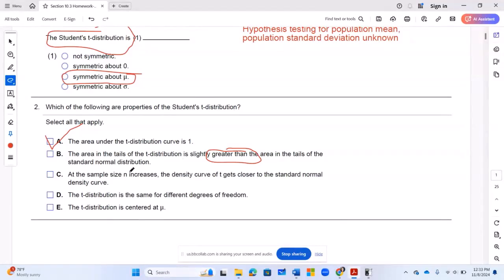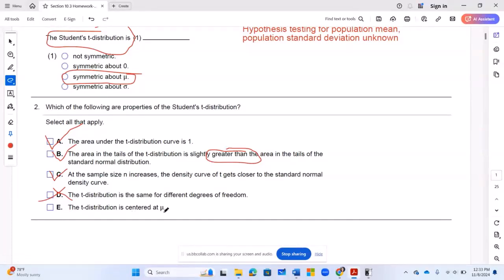All right, C, at the same sample size, as n increases, the density curve of t gets closer to the standard normal, correct. So A, B, C so far are correct. Let's see D. The t distribution is the same for different degrees of freedom. No, if the degrees of freedom increase, the student t distribution approaches that of the normal curve.